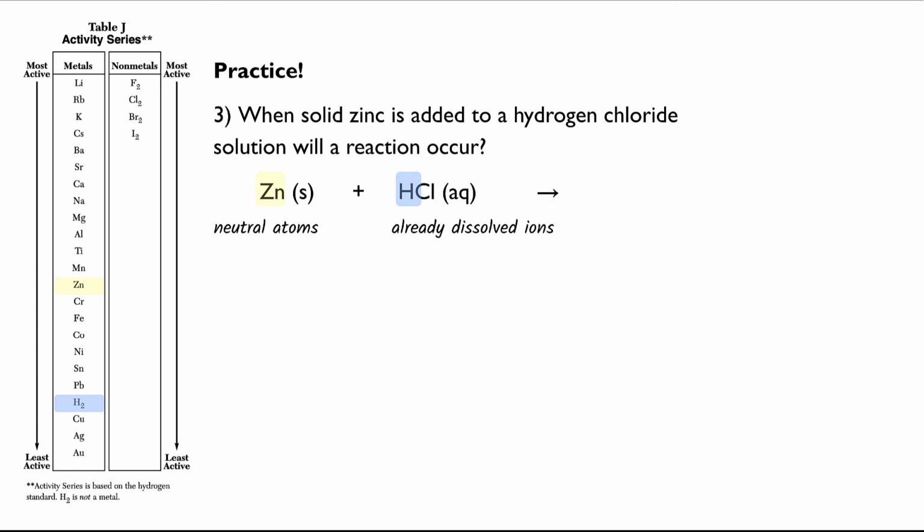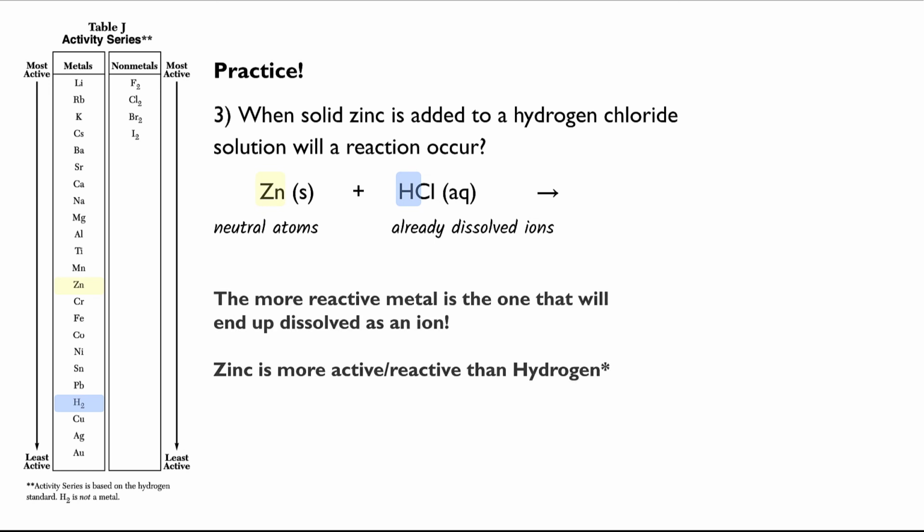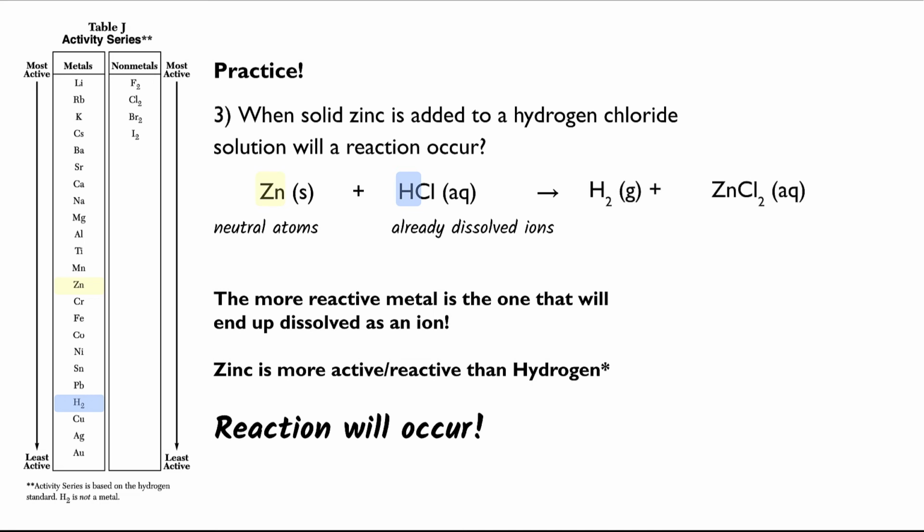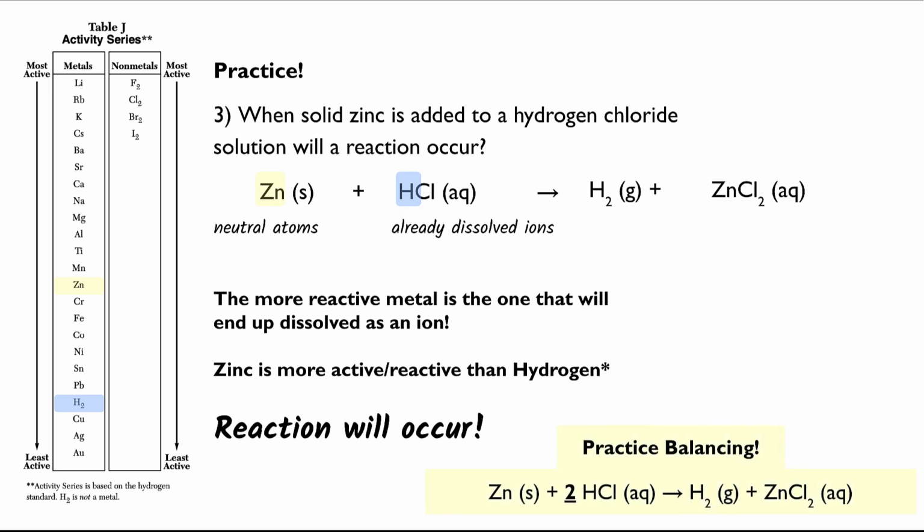So notice that zinc is more reactive on the activity series than hydrogen gas, than H2. So a reaction here will occur when zinc reacts with hydrochloric acid. We will end up with H2, again, just hydrogen doing a weird thing here, plus zinc chloride ions. So zinc is more reactive, it will become an ion. Here would be the balanced equation for this formula.